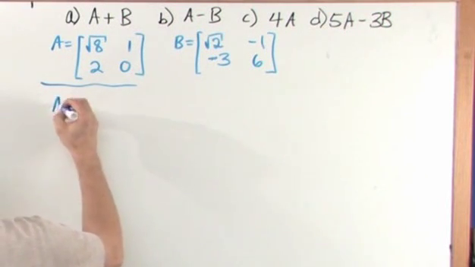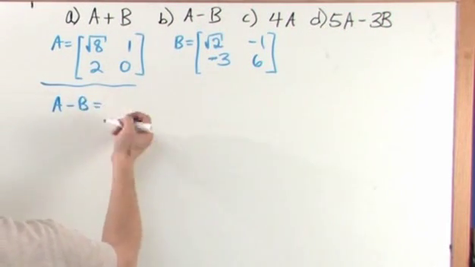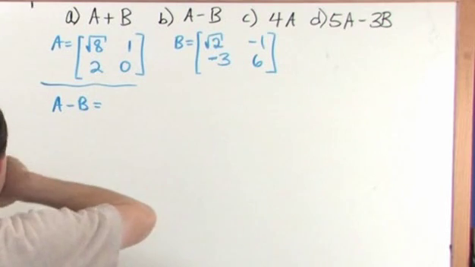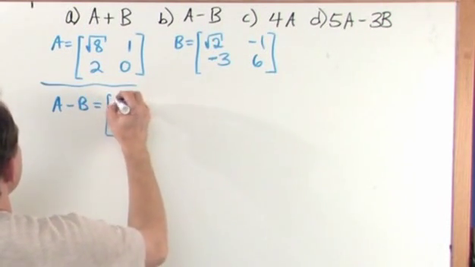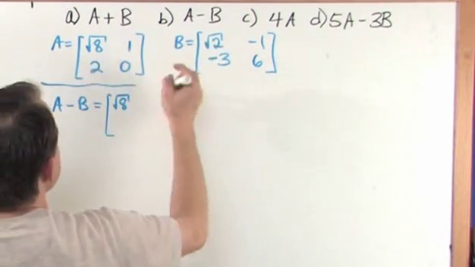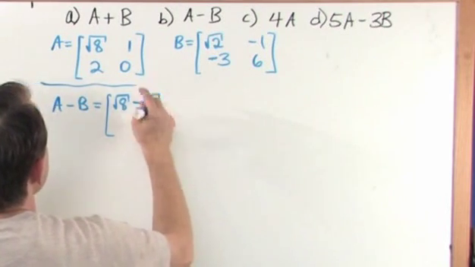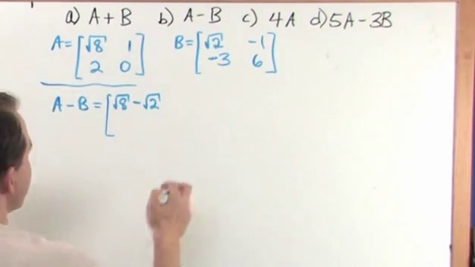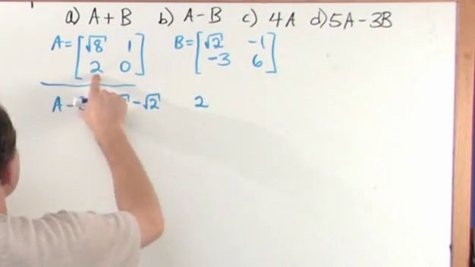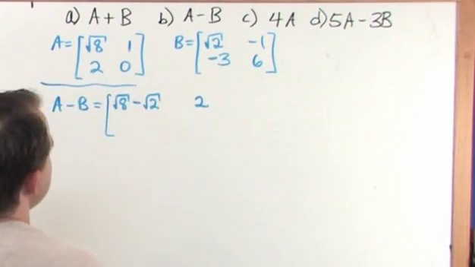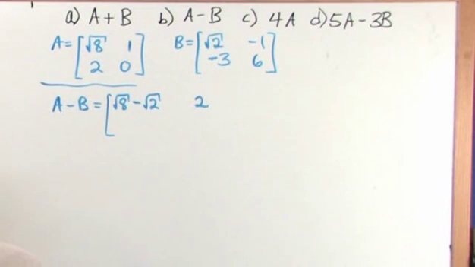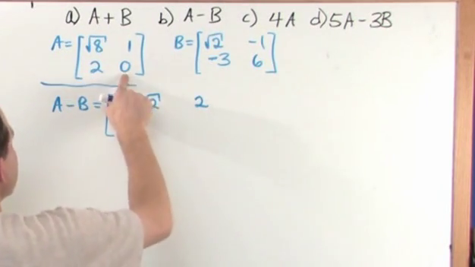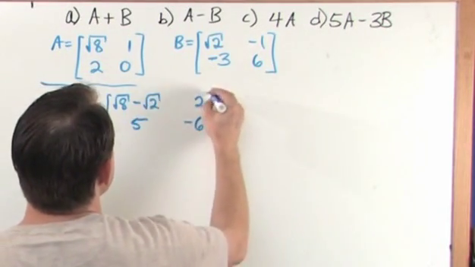Okay, now if I wanted to do A minus B, it's going to be exactly the same procedure. I'm going to go element by element. So here I'm going to have square root of 8 subtracting square root of 2. 1 minus a negative 1 is going to be adding the opposite. 1 plus 1 gives you 2. 2 minus the negative 3 is adding the opposite. 2 plus 3 gives you 5. 0 minus 6 gives you negative 6.